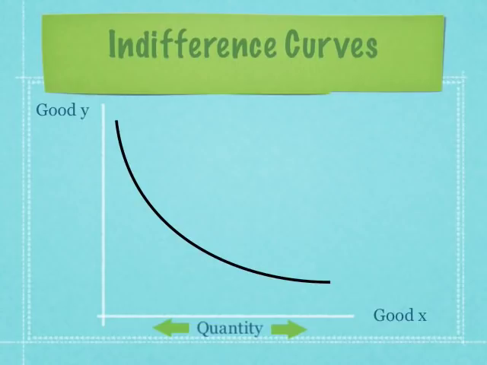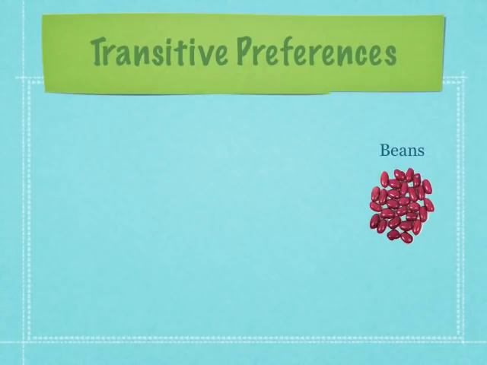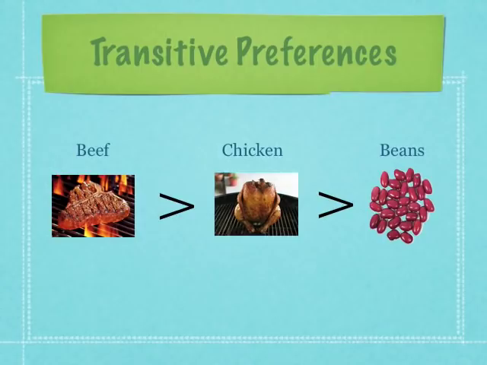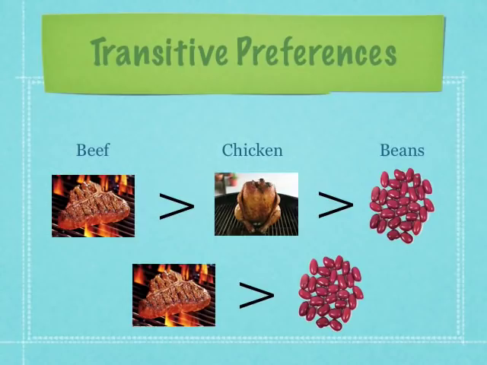A couple of things we just need to be aware of when we talk about consumer theory, and one is the idea of transitive preferences, which means that if I prefer chicken to beans and I prefer beef to chicken, I prefer beef to beans. One thing in economics we have a hard time doing is actually putting numbers to things. I can say I prefer chicken more than beans, but it's hard to put an actual empirical number on that.